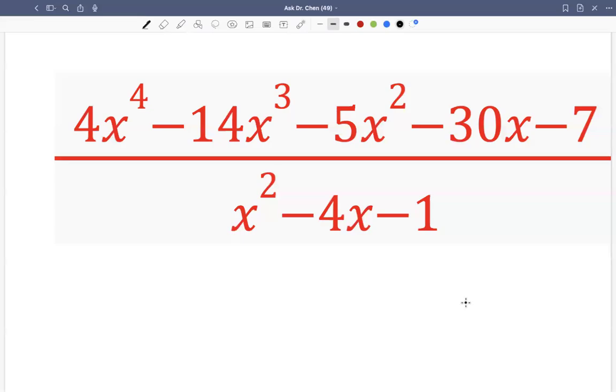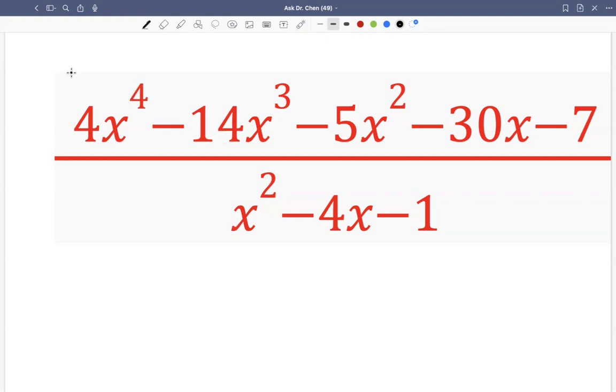Okay, let's see this one. We're going to do long division again, but this time the divisor has 3 terms. So it's a trinomial. Actually, it's a polynomial of degree 2, right? Trinomial means 3 terms. And the numerator is a polynomial of degree 4. So the quotient should be a polynomial of degree 2, because 4 divided by 2 should be 2.